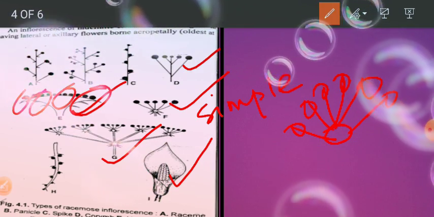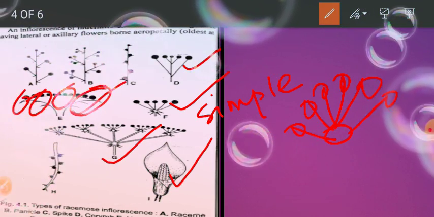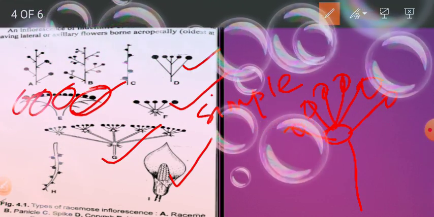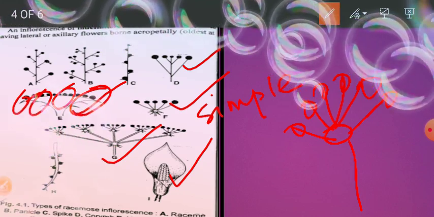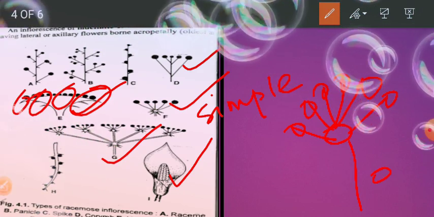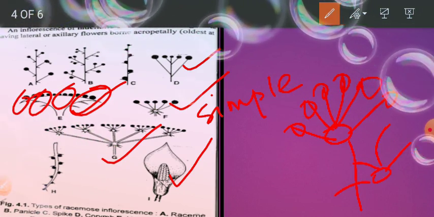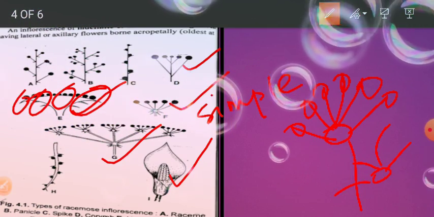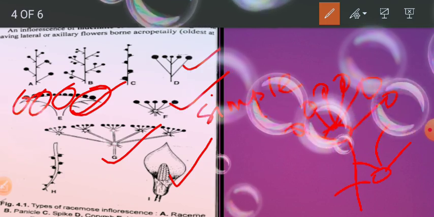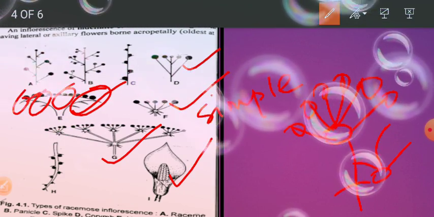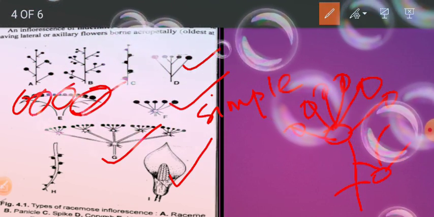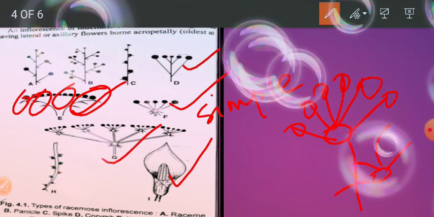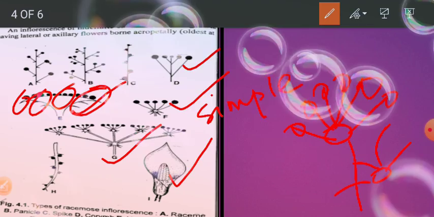And on the basis of that, if one stalk is present, if one bunch is present in a flower, then it is known as the simple type. And even if more than one branch or bunch is present, then this is known as the compound type. On the basis of their presence, it is known as the simple or a compound type. So this is the total of the racemose inflorescence.